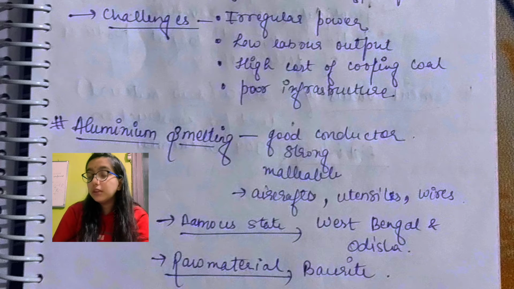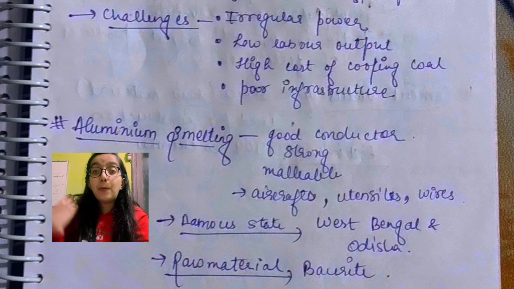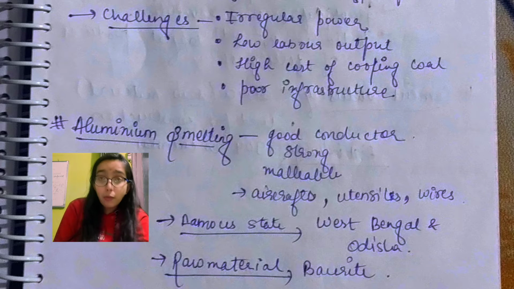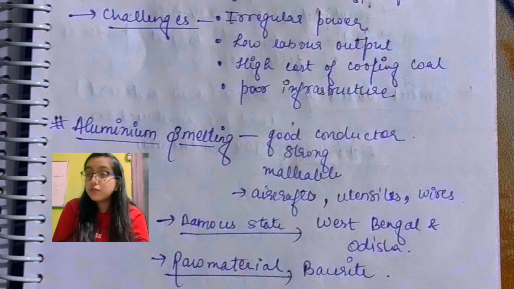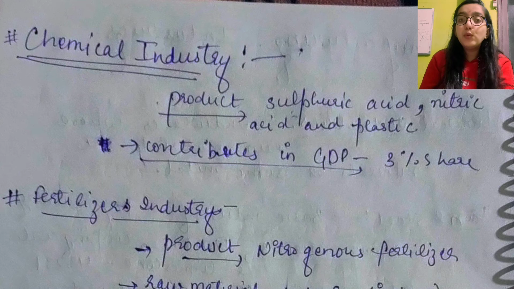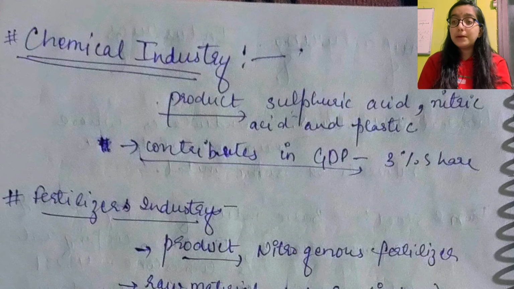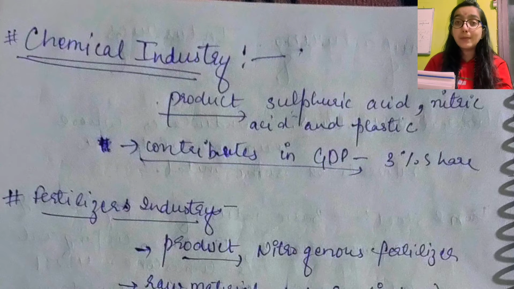The famous states for the production of aluminium are West Bengal and Odisha, and the raw material for aluminium is bauxite. I hope it's clear. Moving towards the next topic, the chemical industry. The products produced in such industries are sulfuric acid, nitric acid and plastic, and a 3% share of GDP is contributed by these industries.